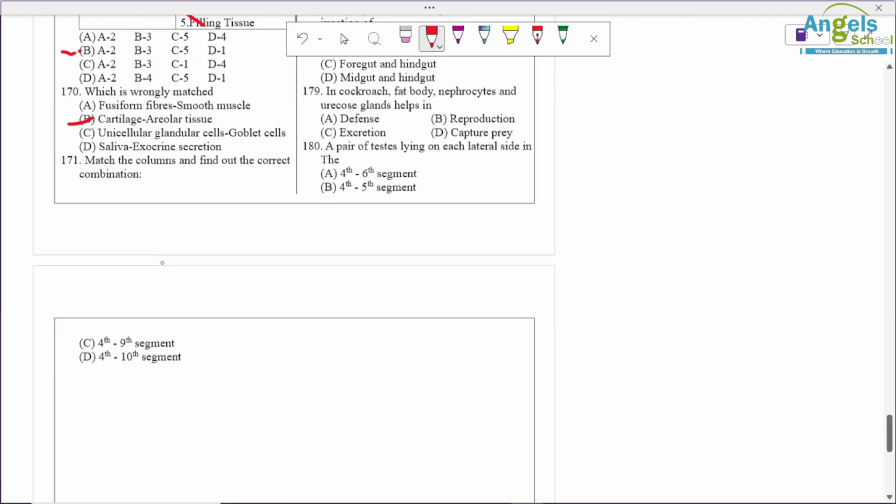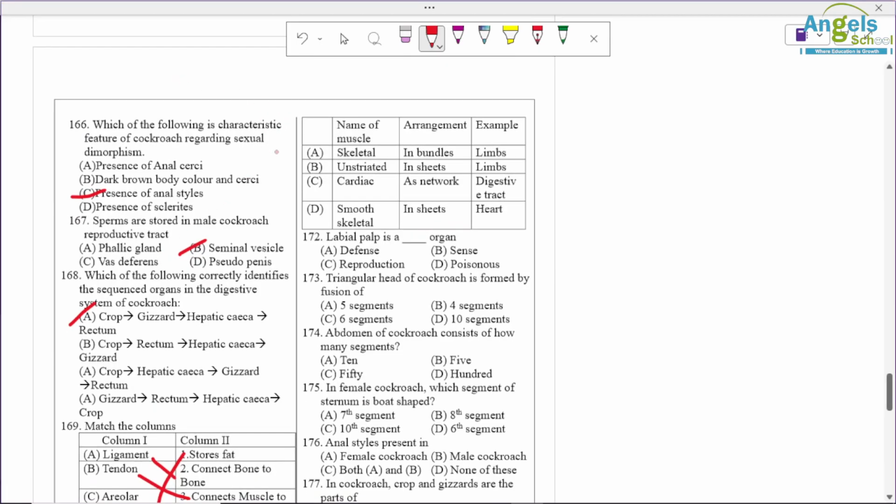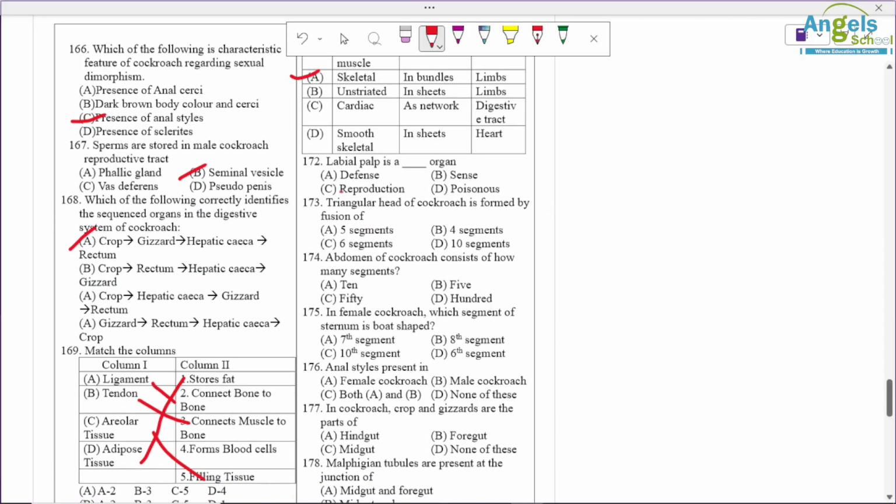Question number 171, match the column. Name of the muscles: you have to identify the name of the muscle, its arrangement and example. Skeletal muscles are present in a bundle and present in limbs. Unstriated in a sheet and present in a limb is the wrong option. Cardiac muscle is a network, and it is not present in the digestive tract, it is present in the heart. So only A is correct.